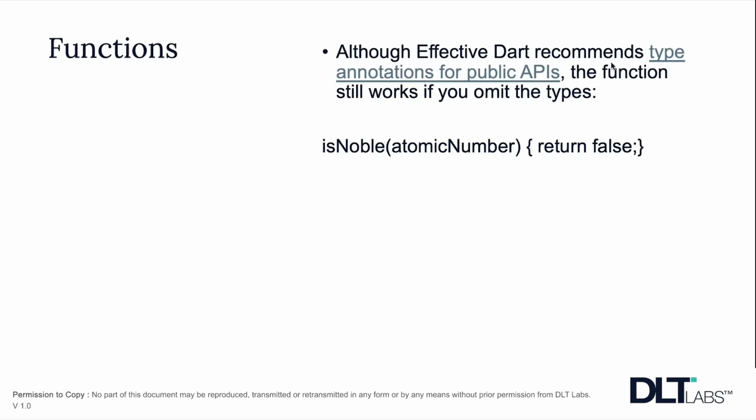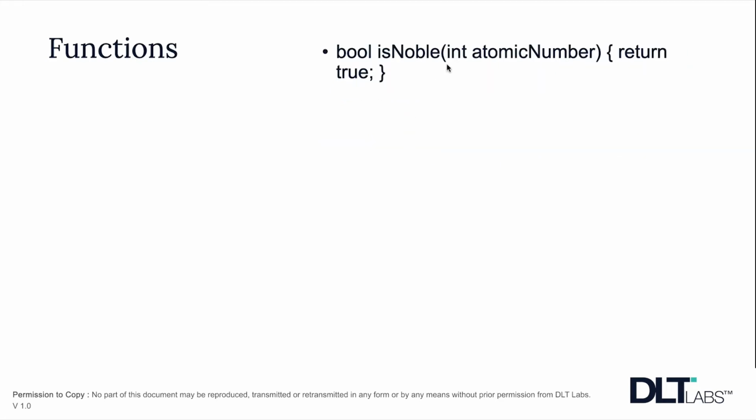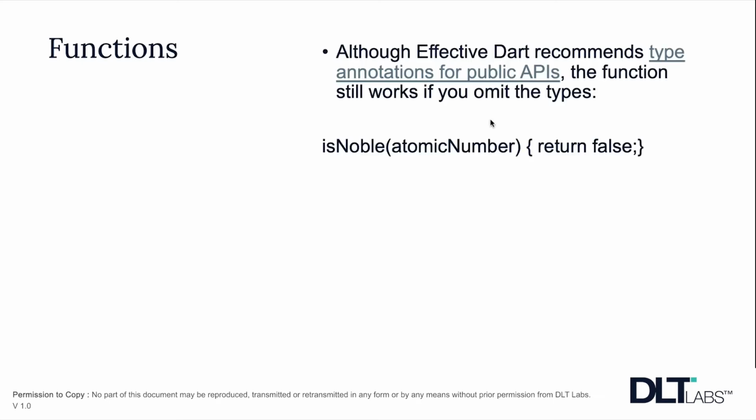Although Effective Dart recommends type annotations for the public APIs, the functions still work if you omit the types. So you can see there is no return type, so that becomes the dynamic return type. isNoble is the name of the function. atomicNumber is the parameter. However, we have omitted the type annotations. Type annotations means this thing, int, bool, you can see. So we have removed them. So this is also possible. You can also write this code, returning false.